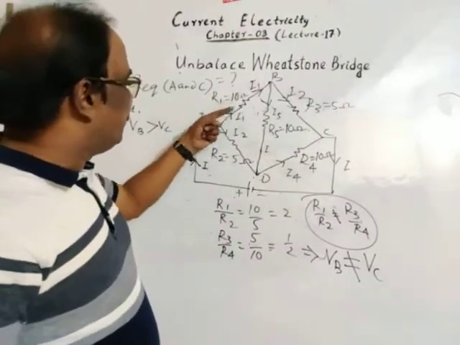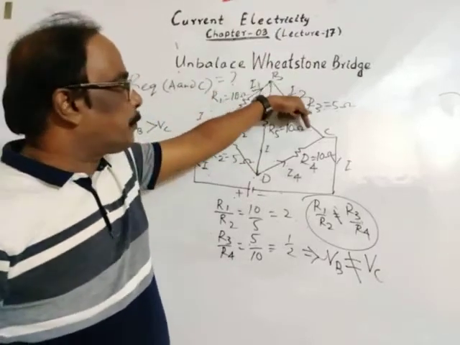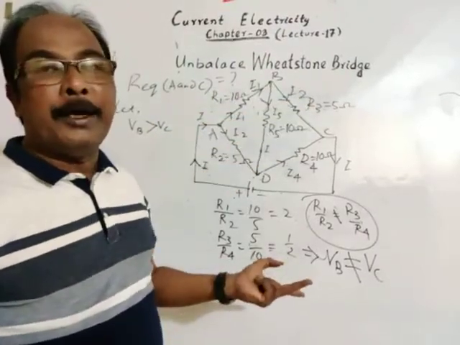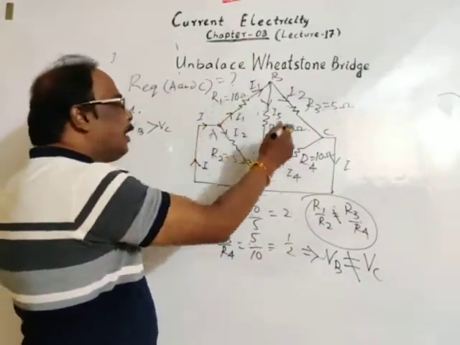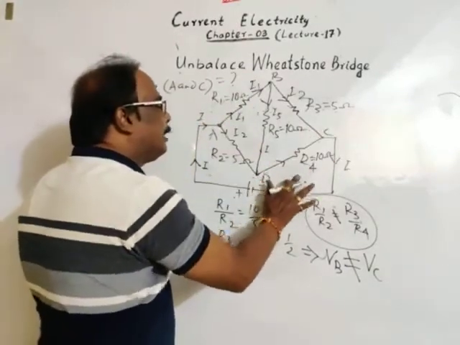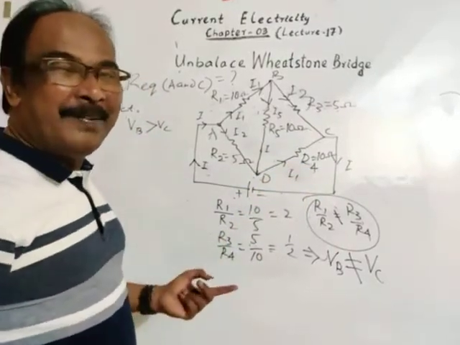Through this 5 ohm, current is I2, so through this 5 ohm also current is I2. Similarly, through this 10 ohm, current is I1, and through this 10 ohm, current is I1. See the symmetry of the circuit.